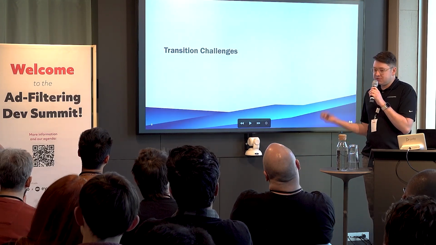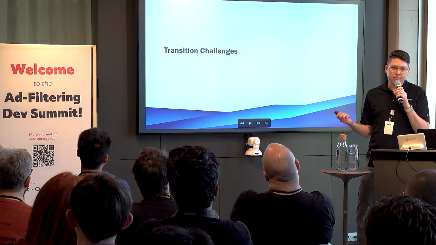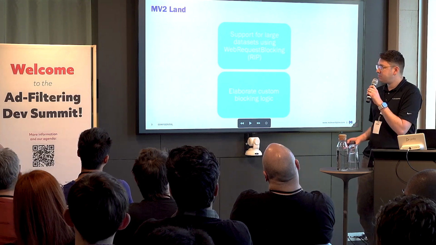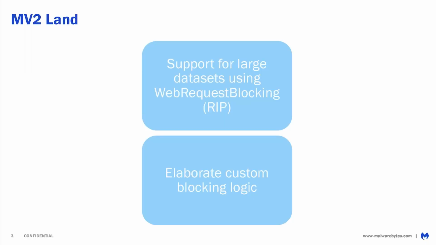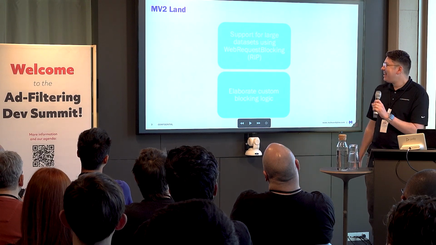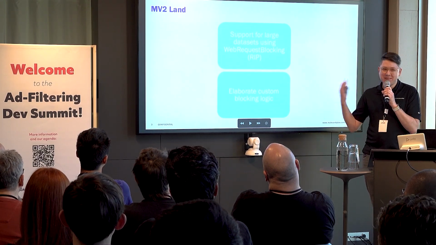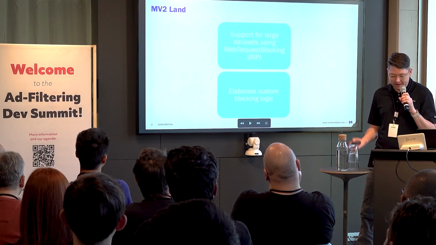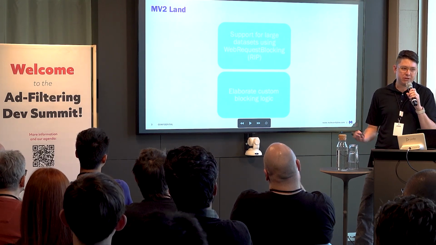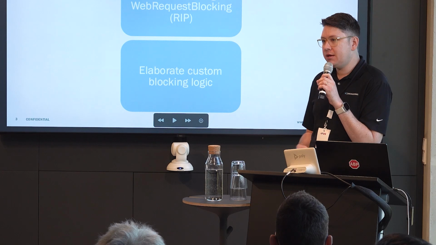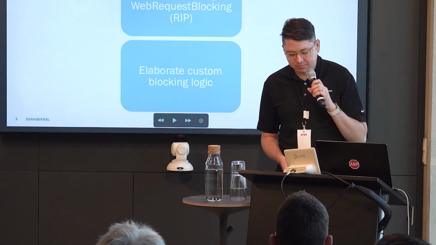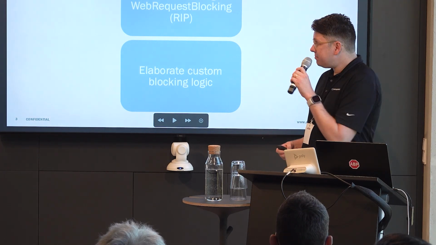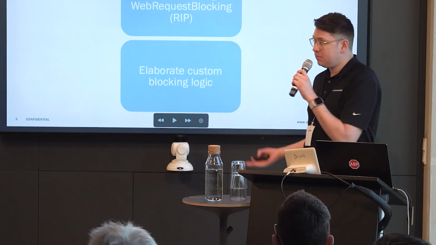So first, let's talk about transition challenges. With MV2, all of you are very aware, we had web request blocking, RIP, and with that we could also get elaborate custom blocking logic. All that is well known. You can't recreate a lot of those rules in declarative net request. So this has required us to be a little bit more creative.